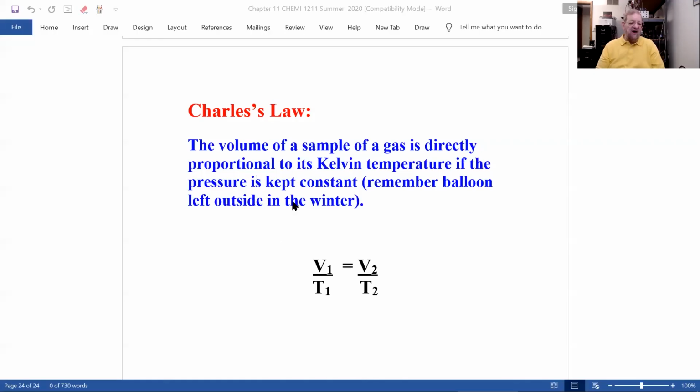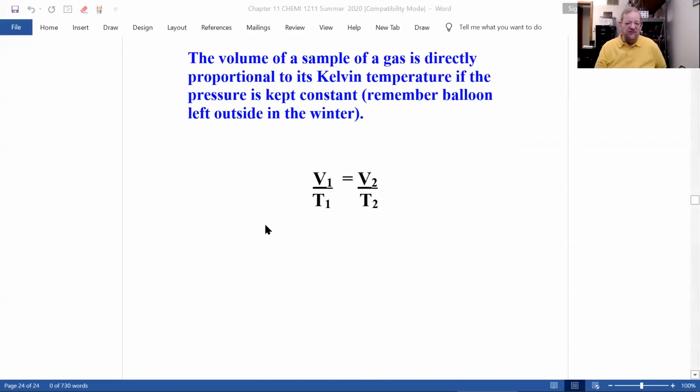Charles' law. I'm turning a switch. Will this be on a test or final? Click to the off position. But I still want to mention it. Charles' law is the volume of a sample of gas is directly proportional to Kelvin temperature if the pressure is kept constant. Remember, a balloon left outside in the winter. Now, what Charles' law really is: V1 over T1 equals V2 over T2.